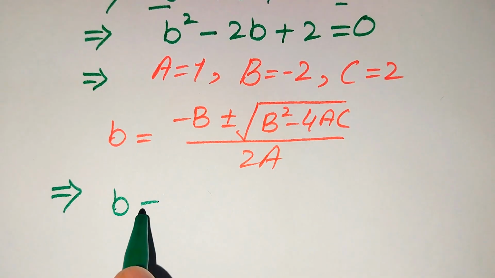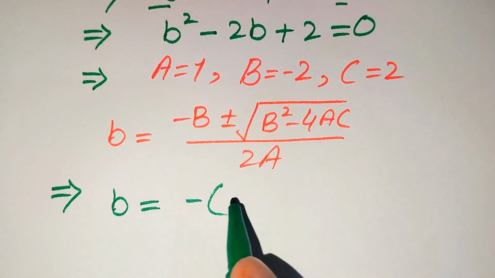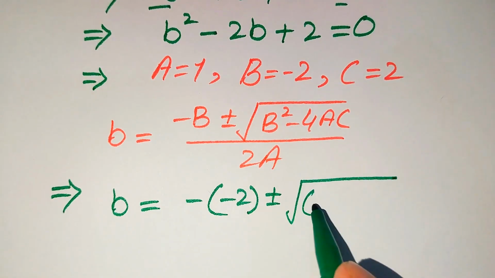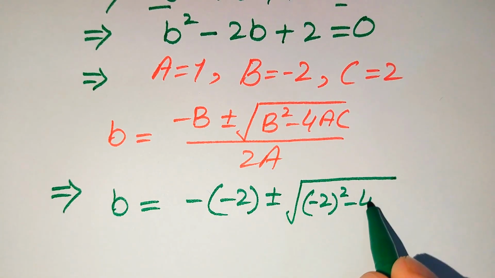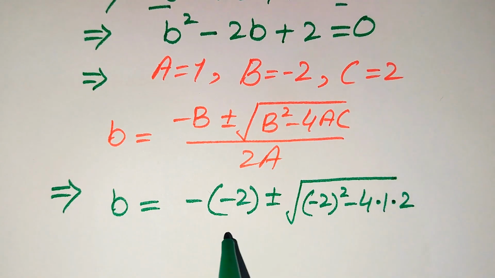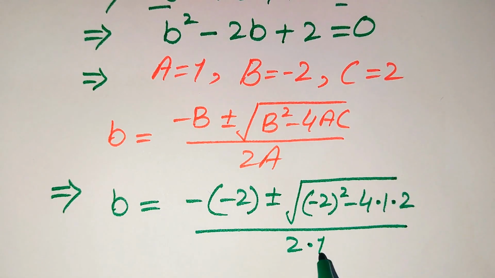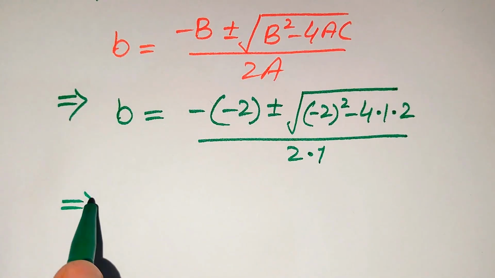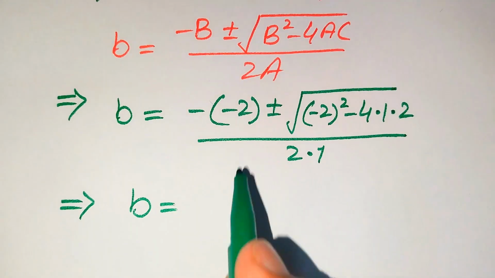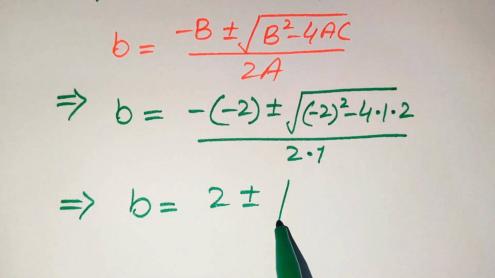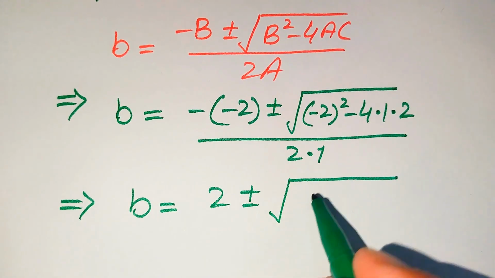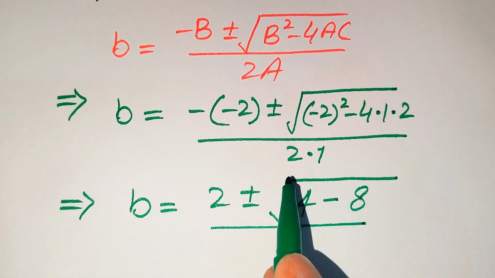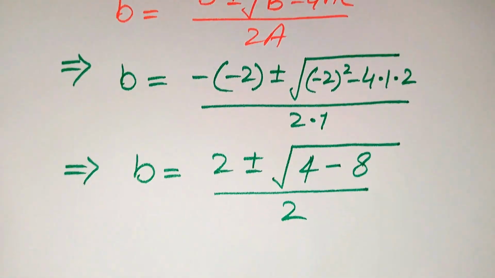And here we need to substitute all the values of A, B and C, and it will be written as b = −B, the value of B is −2, ± √((−2)² − 4 times A is 1 and C is 2), divided by 2 times A, and here our A is equal to 1. So further in the next step we have b = (−)(−) becomes +2, ± √((−2)²), and (−2)² becomes 4, and 4 times 2 becomes 8, and it is divided by 2 times 1 which is equal to 2.